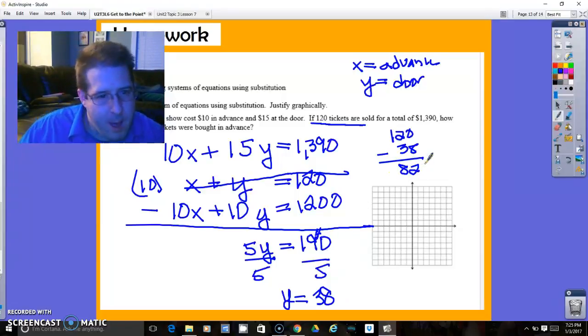So there we go. How many of the tickets were bought in advance? Well, that would be 82. 82 looks to be the answer to this question.